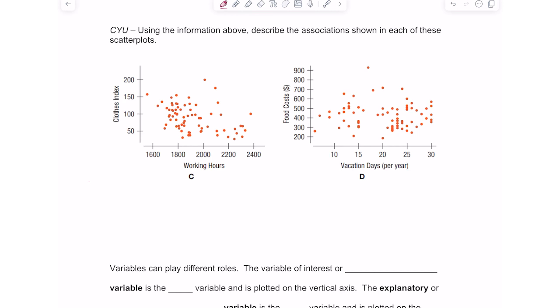So in letter C, I would say that the direction here would be negative, because it looks like generally the cluster of points is sloping down to the right. Okay, I wouldn't draw a line going this way. It looks like more of them are decreasing. The form looks like it is straight.